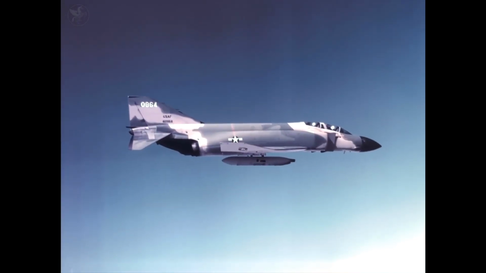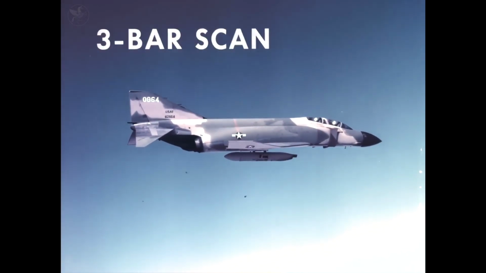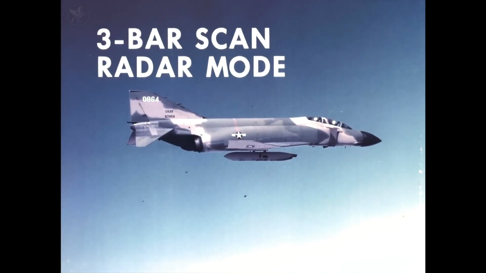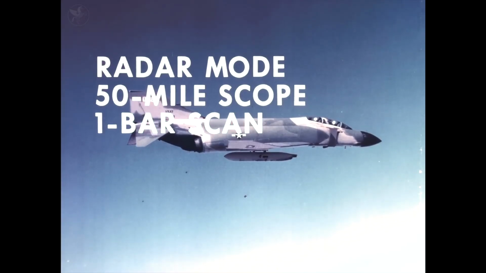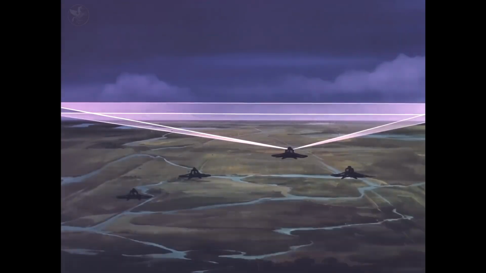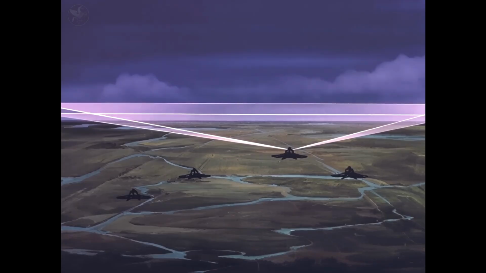The number 3 man or supporting element lead selects 3-bar scan, radar mode, 50-mile scope, and adjusts the antenna to obtain half-inch of ground return on the lowest sweep. He then selects a 1-bar scan, thus automatically raising the antenna to the desired elevation. This radar search pattern supplements the element lead's visual search area. The number 3 rear seat pilot, like the lead rear seat pilot, concentrates exclusively on radar scan.